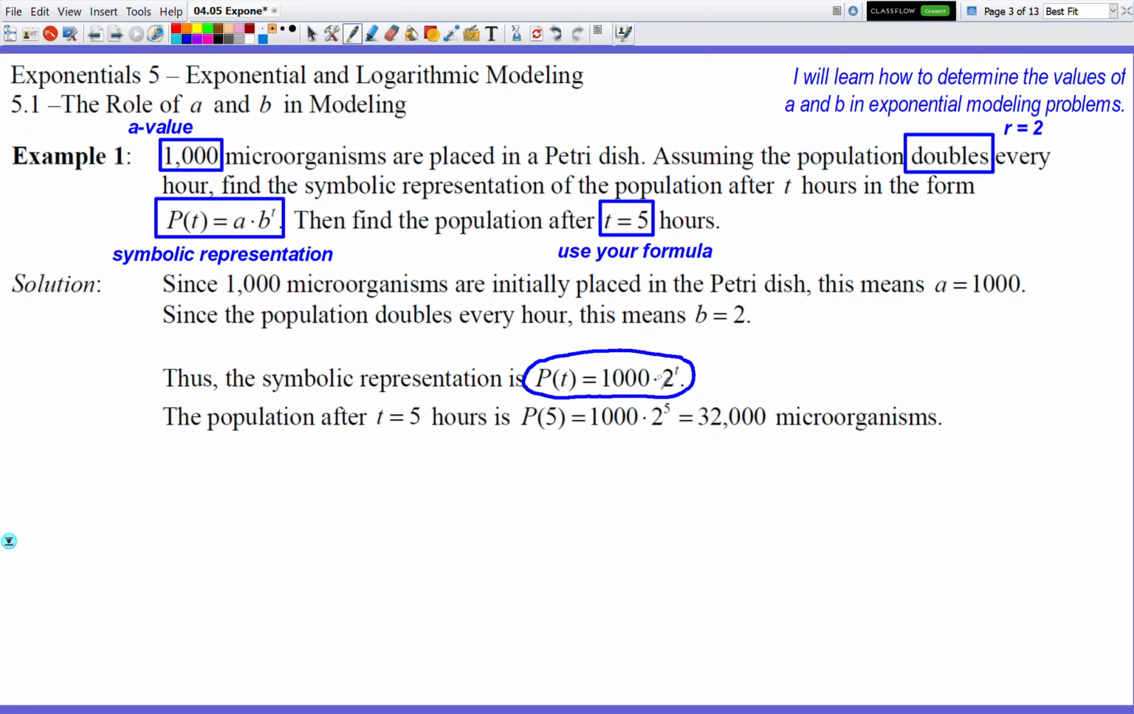Okay, and then when we start using the formula, we're going to erase the letter t, and we're going to put a 5 in that spot, crunch the numbers, and we're going to get 32,000 as the result of how many organisms we have after 5 hours. Okay, so the main thing to get success in these problems is to know what numbers and words connect to the letters that are going to be used to frame out your equation.